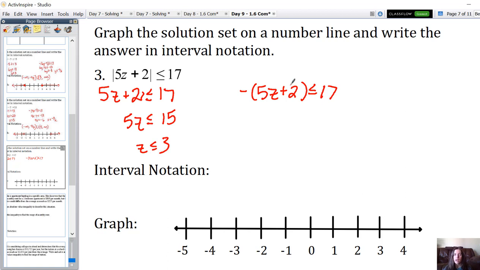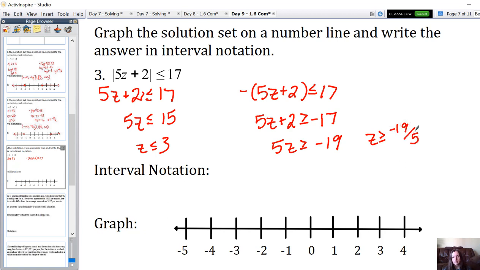From case 2, we're going to divide by negative 1. You could also distribute the negative 1 if you want to, just as a reminder. But if we divide by negative 1, we have 5z plus 2 is now greater than or equal to negative 17. Then we're going to subtract 2, so 5z is greater than or equal to negative 19. And then divide by 5, z is greater than or equal to negative 19 over 5, which does not simplify.